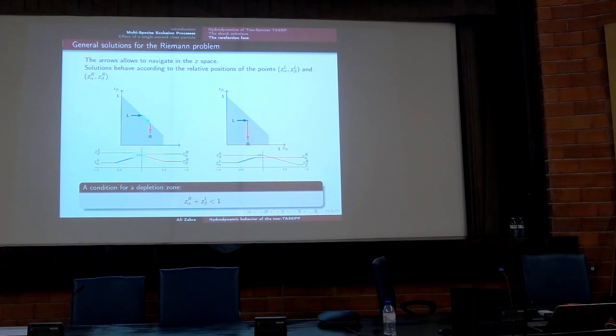But in the Riemann variables things are much easier. For instance, if you want to ask any question, it's almost always easier in terms of these variables. For instance, here, the condition of the existence of this depletion zone, this zone where there is no second class particle, is just this. If you want to write it in the densities, then the formula will not fit on the slide.